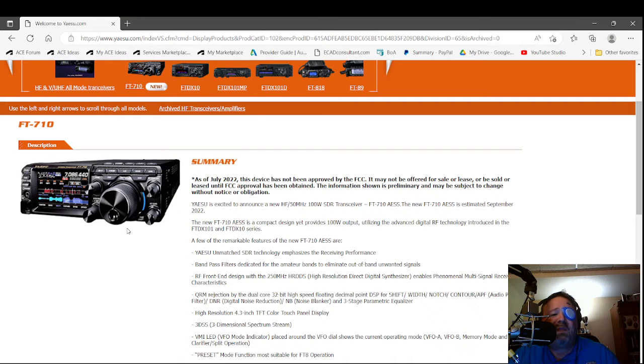But from what John is saying, this borrows from the FTDX10's DSP and will have some front-end filtering, but beyond that, it's direct sampling. And that would be the reason that it's not going to be a contest class radio.